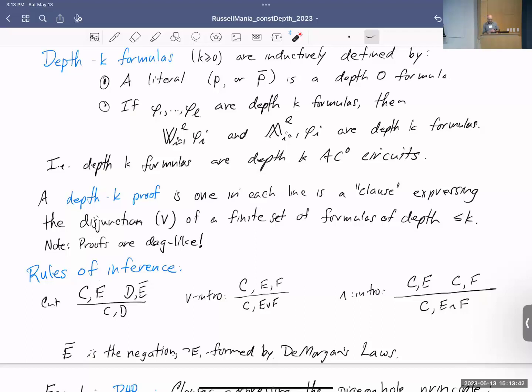For the record here, proofs are DAG-like. I'm not going to get too much into technical details in the talk, but there's potentially an exponential difference in the size of proofs between DAG-like and tree-like proofs. Or actually, I want to say something different. Going from depth K to depth K plus 1, you can take depth K plus 1 tree-like proofs and convert them to depth K DAG-like proofs and vice versa with polynomial size blow-ups. Okay. But I'm going to do DAG-like proofs here.